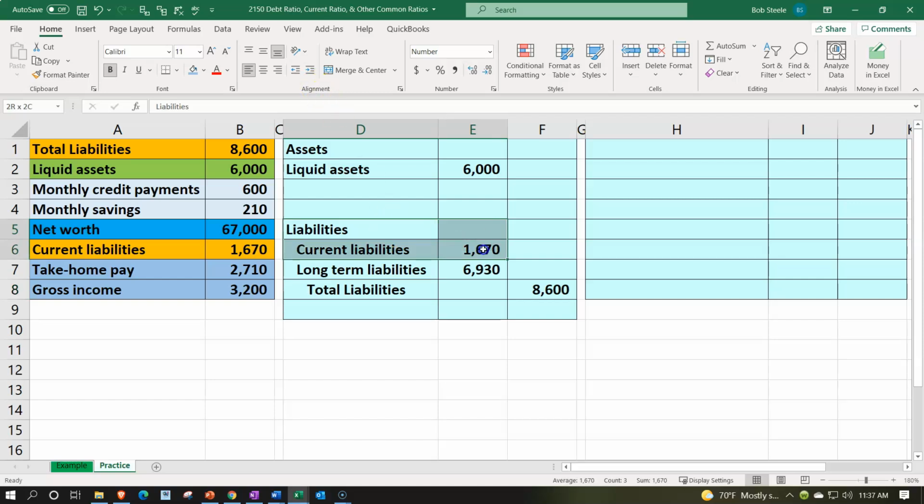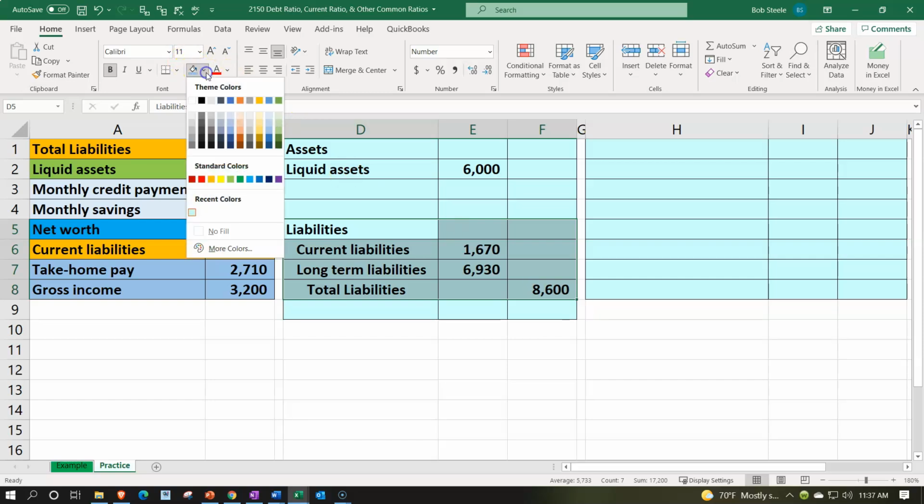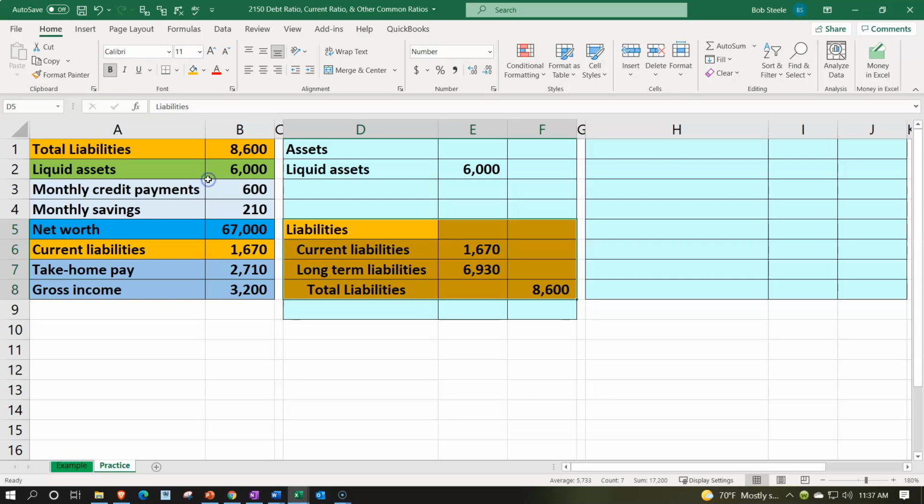I'll make this whole thing orange. Let's make this orange, selecting it and then going into the font group and the bucket, making that orange. And then they gave us the net worth, the bottom line, which again is weird because oftentimes we might be backing into the net worth, or if we were doing a bookkeeping system, then the net worth would tie out to our statement of net worth or statement of equity.